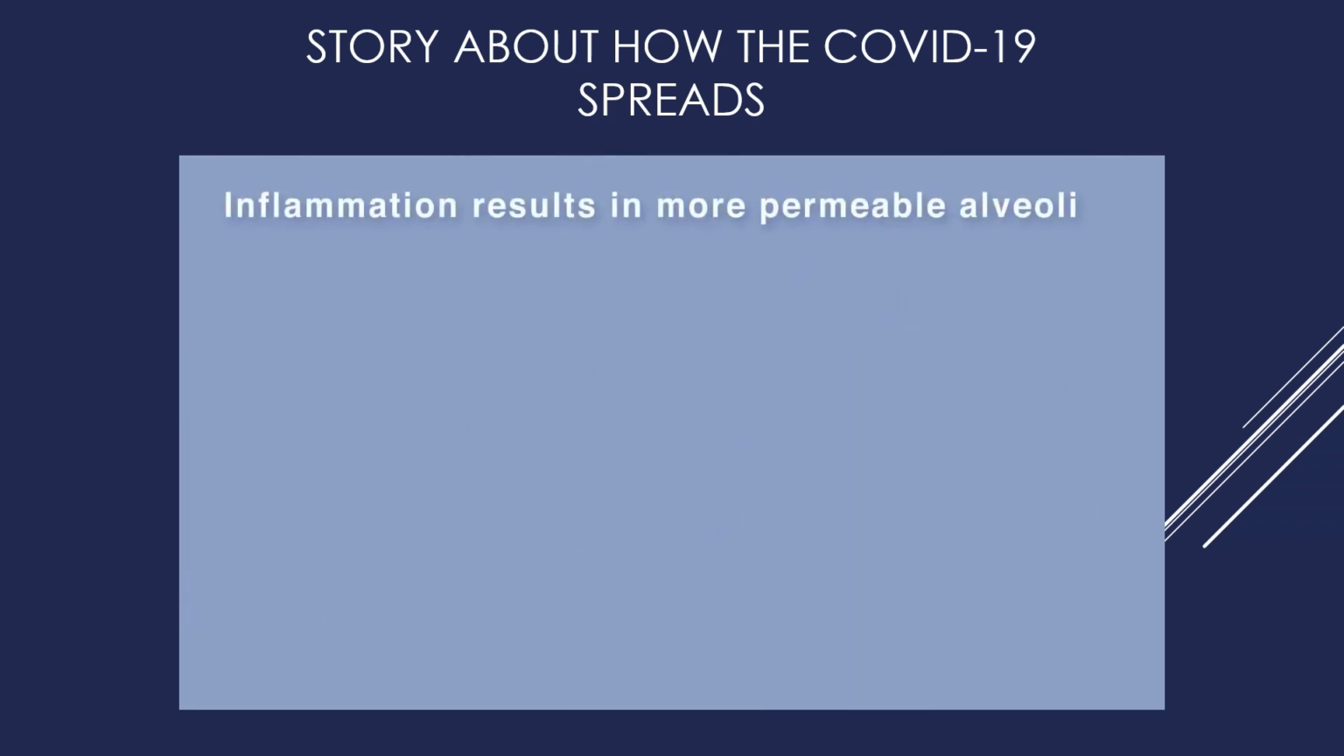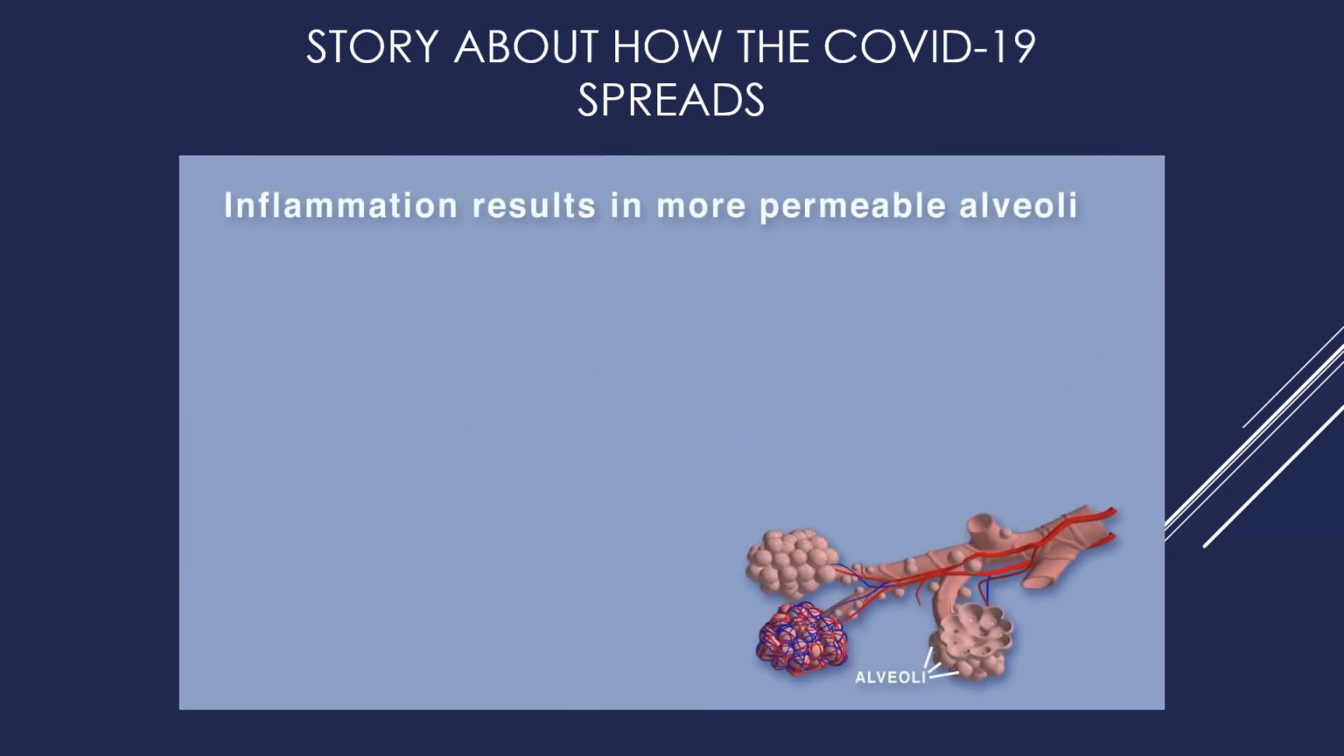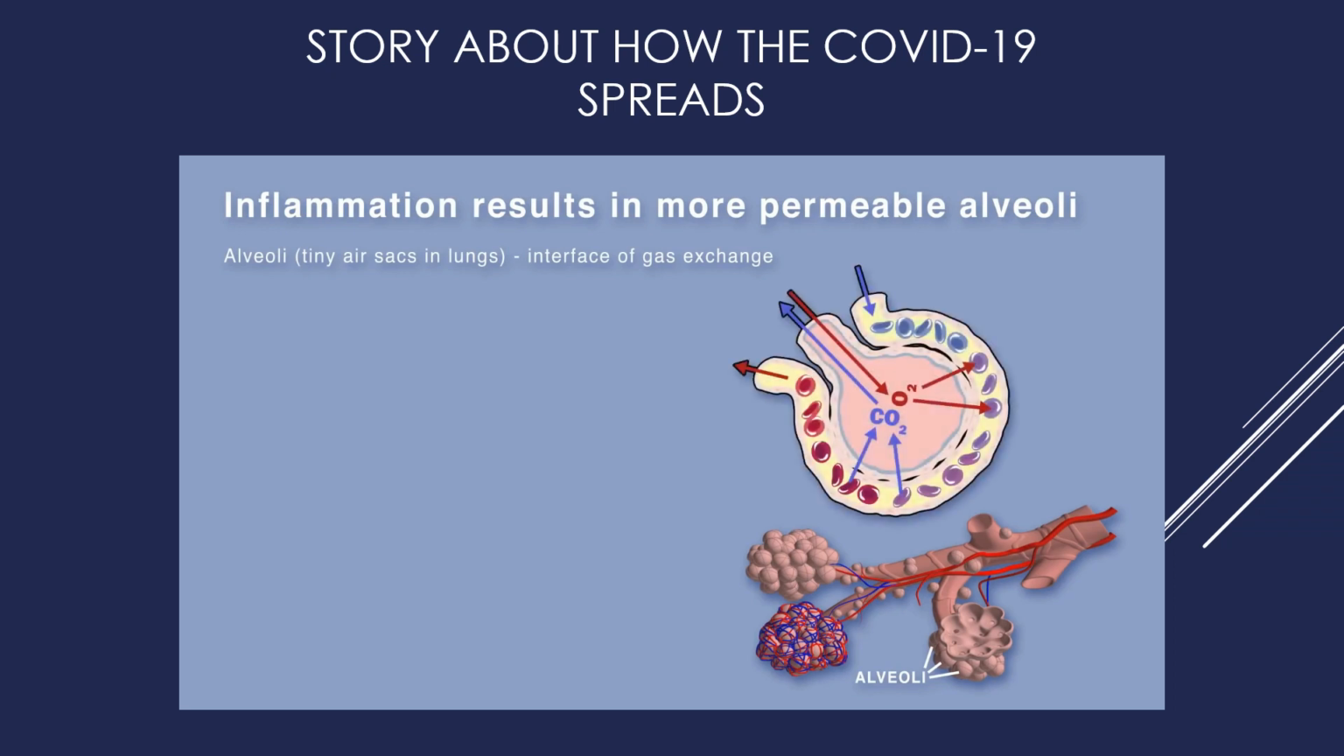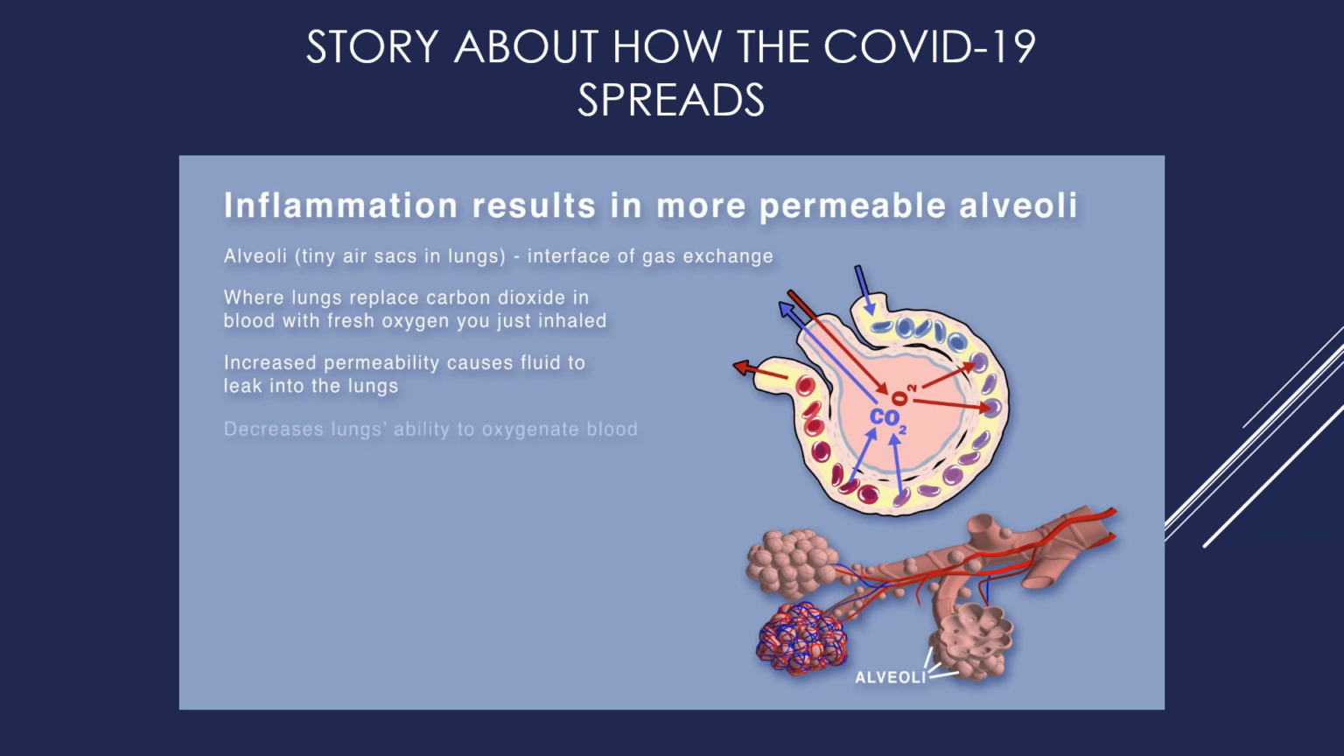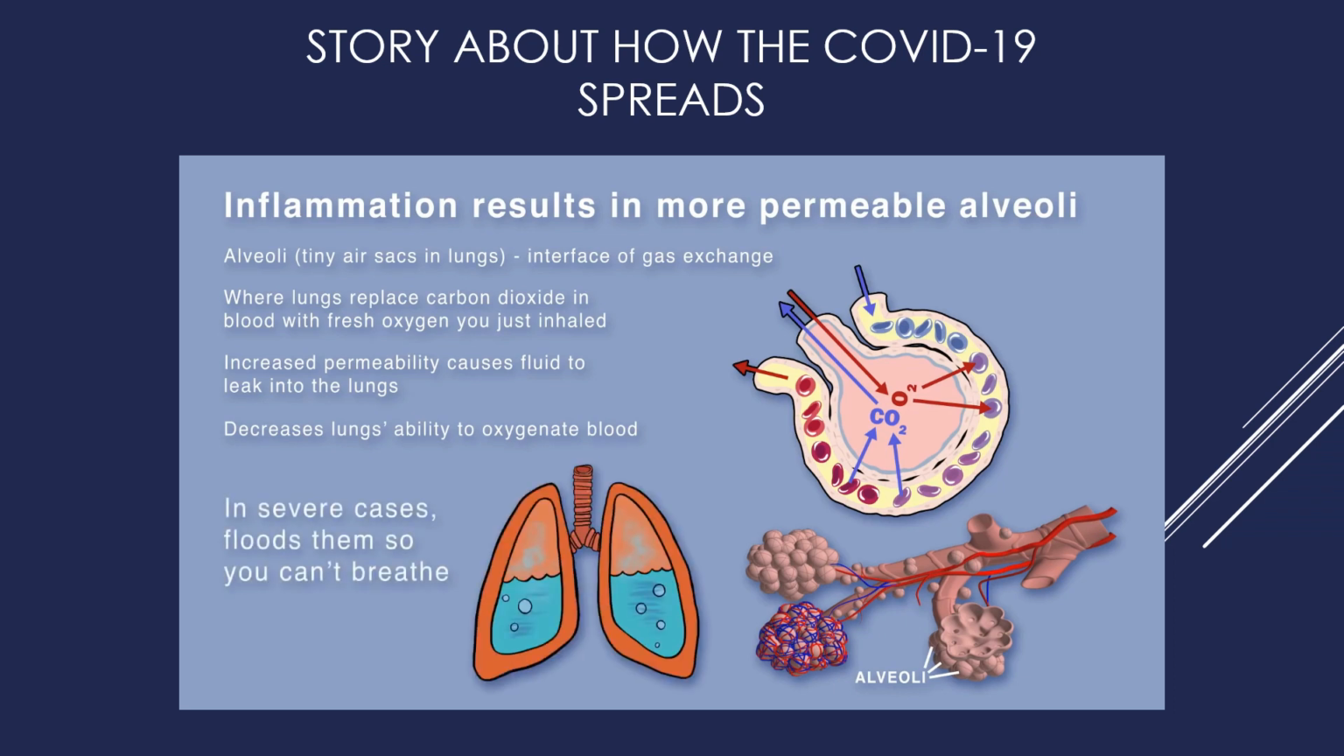The inflammation also results in more permeable alveoli. Alveoli are the location of the thin interface of gas exchange, where your lungs replace carbon dioxide in your blood with fresh oxygen you just inhaled. Increased permeability causes fluid to leak into the lungs. This decreases the lung's ability to oxygenate blood, and in severe cases, floods them so that you become unable to breathe. Sometimes, this can be fatal.